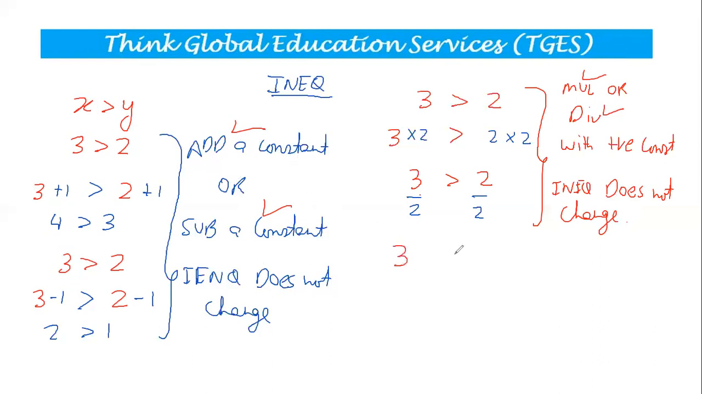But if you multiply or divide with a negative constant, so this time if I try to multiply this inequality with a negative 1 on both the sides, do you realize this time this will become minus 3 and this will become minus 2, but minus 2 is greater than minus 3. So do you realize the inequality flips? That's a very important aspect. It's very easy, but a lot of students make very silly mistakes here. They multiply with the negative constant on both the sides, but they forget to flip the inequality.